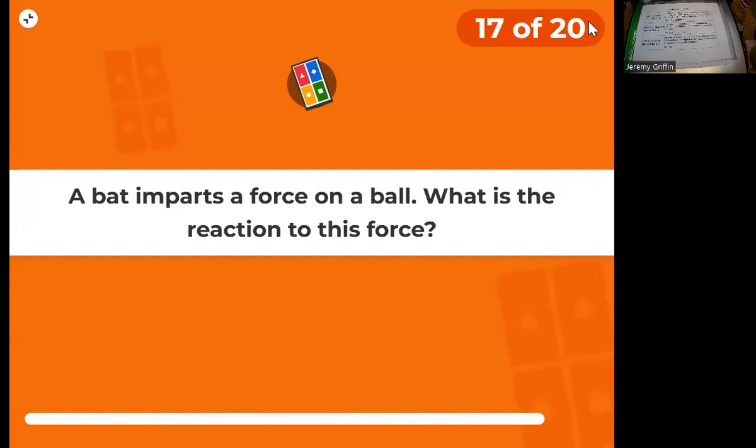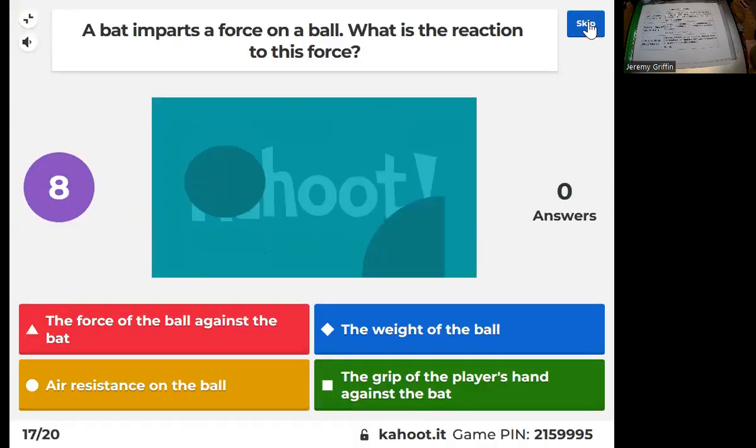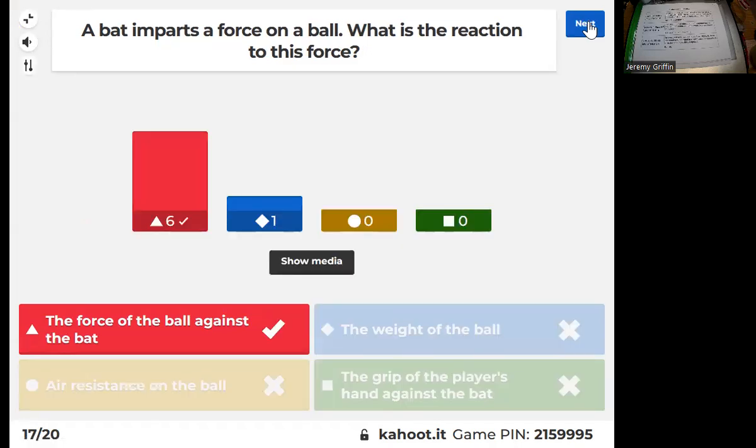Bat imparts a force on a ball. What is the reaction force? Bat hits the ball. Ball hits the bat, right? So bat hits the ball, ball hits the bat. Is that an action-reaction pair?